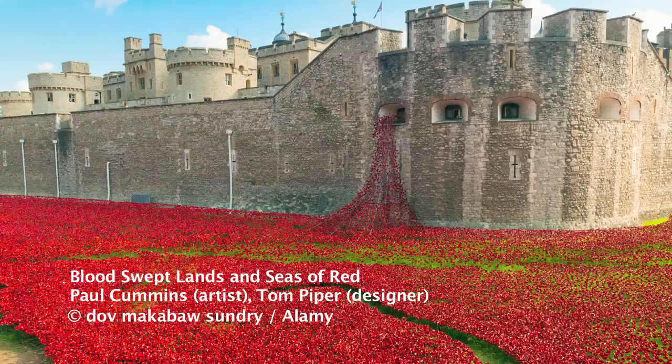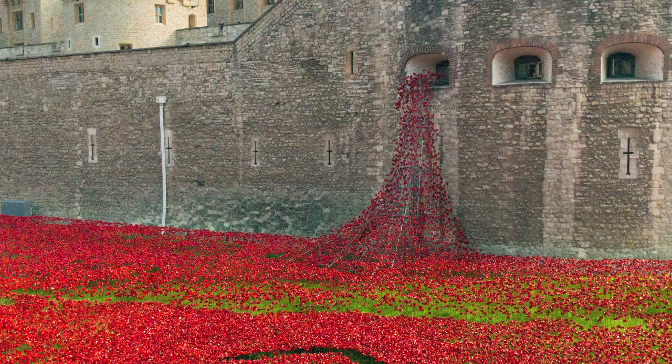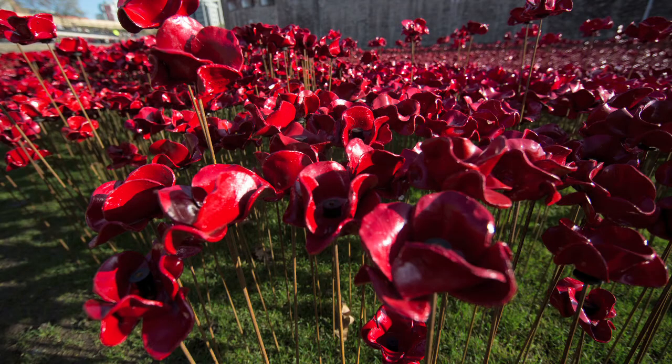So one thing to think about is the amazing impact that an artwork had that was comprised of thousands of ceramic poppies. It was an art installation called Blood-Swept Lands and Seas of Red, and it was designed and installed by the artists Cummins and Tom Piper. And this came about really to comment on the time that Britain first got involved in the First World War at the end of 1914.